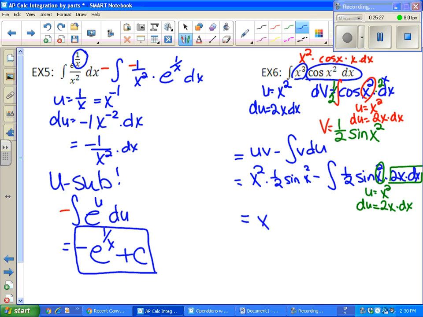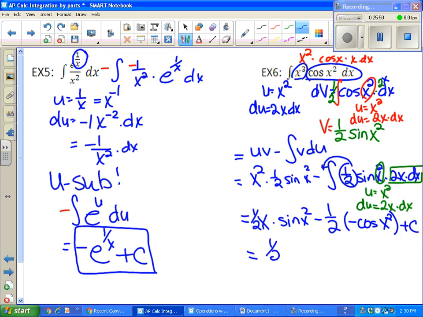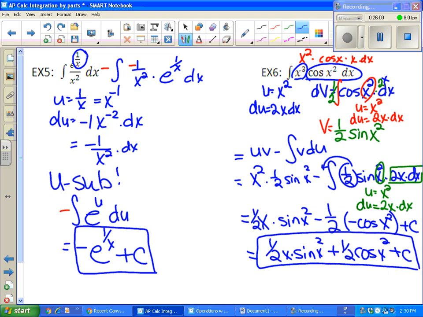So this is going to equal x squared. I'm going to bring the 1/2 in front. X squared times sine x squared, minus, I'm going to bring this 1/2 out to the front because I don't need it in there. And the integral of sine x squared is going to be negative cosine of x squared plus c. Cleaning this up a little bit, you actually could factor some stuff out. I'm not going to. 1/2 x squared sine x squared plus 1/2 cosine x squared plus c. Okay, we don't love it, but we can do it. All right.